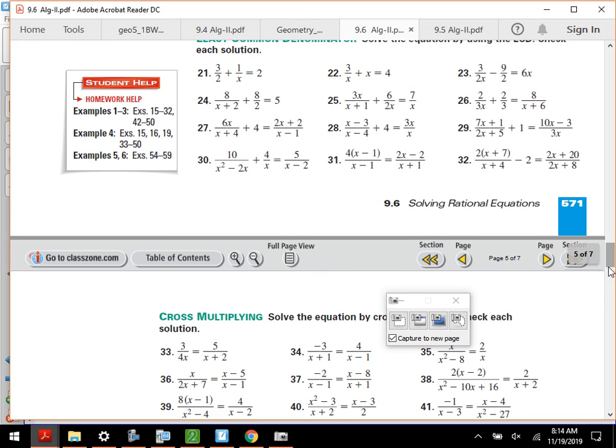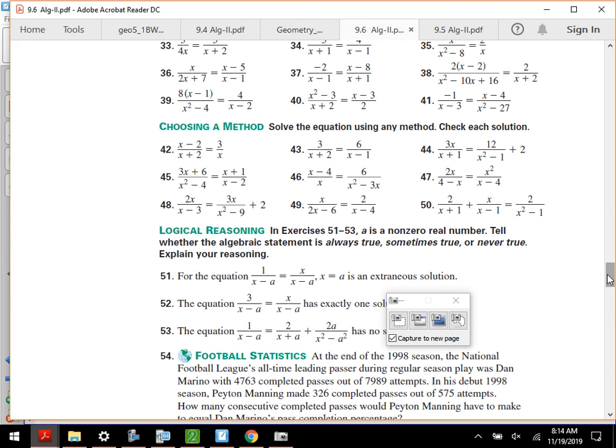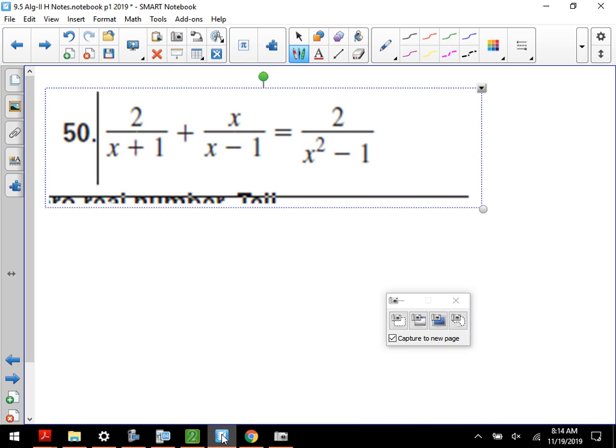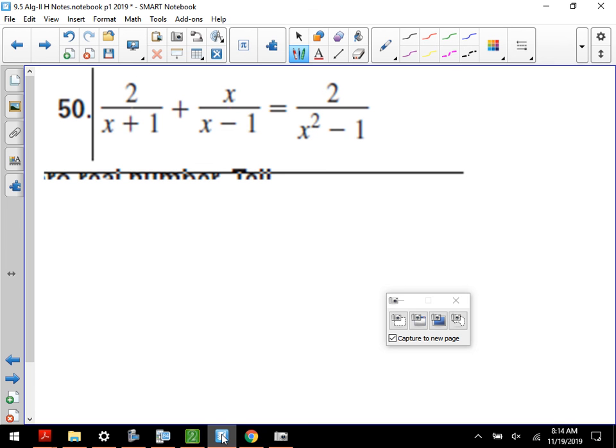What's the other one here? Another example. Remember, another example of solving. What are you going to multiply everything by? Well, what is x squared minus 1? X plus 1, x minus 1. It's x plus 1, x minus 1, isn't it? So you would multiply everything by x minus 1, x plus 1 to get rid of it.